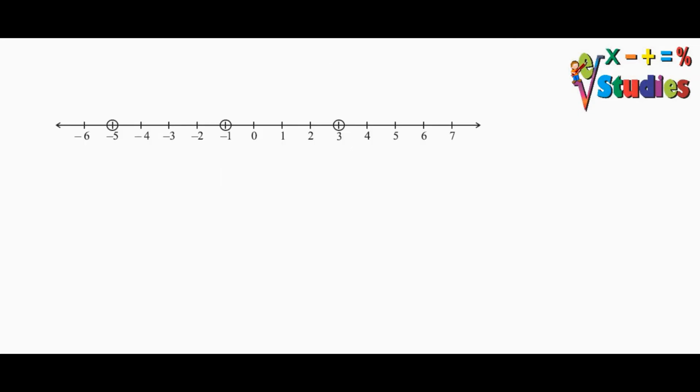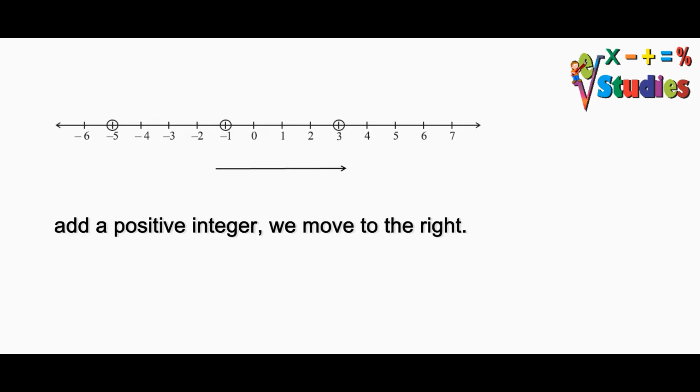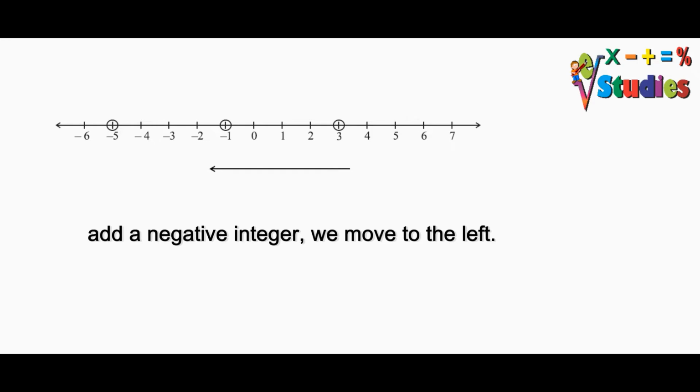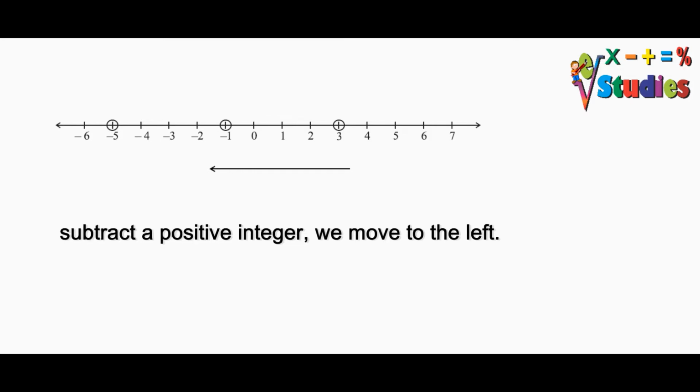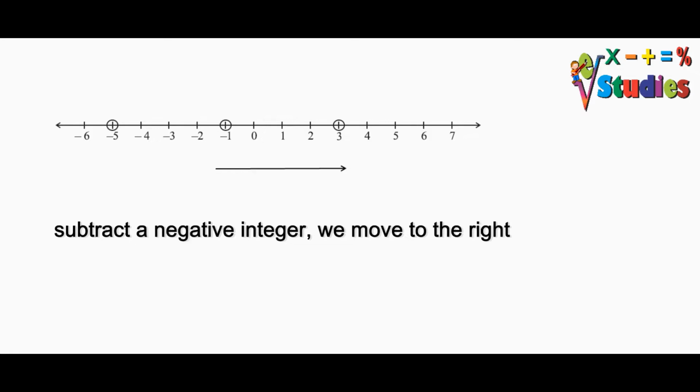Students, let's think about how we can add or subtract the integers on the number line, whether we need to move left or right in order to do addition or subtraction of the integers. So if we want to add a positive integer, we need to move right on the number line. Also, in order to add the negative integer, we need to move left on the number line. Also, while subtracting a positive integer, we need to move left on the number line. And if you want to subtract a negative integer, you need to move right on the number line.